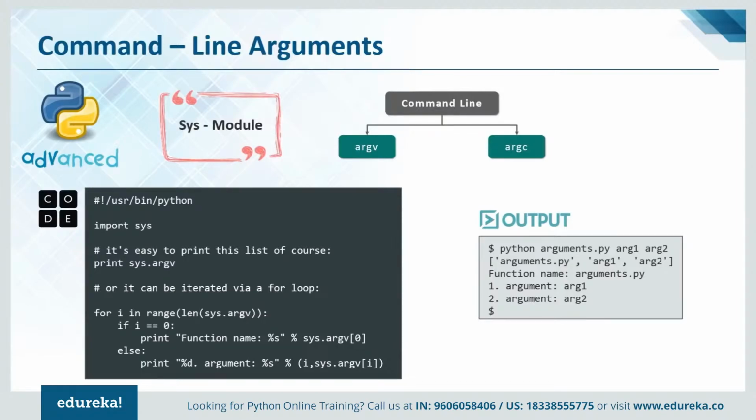So python arguments.py is the name of the file, and arg1 and arg2 are the arguments that we have passed to argv. It says arguments.py because that is the name of the program. Then the first argument is arg1, second argument is arg2. Here I could give anything, right? Instead of arg1, I could give Edureka, and instead of arg2, I could have given Anirudh. In this particular example it won't make sense, as we've printed the arguments and we're not using them anywhere else.